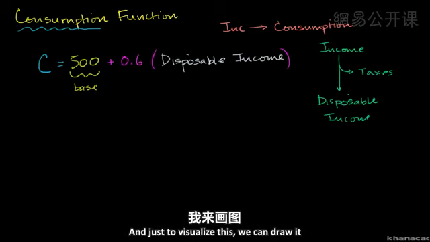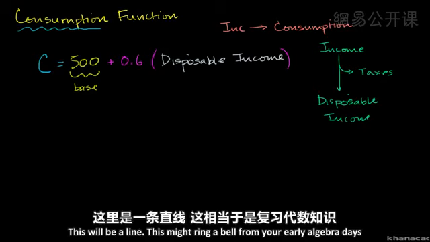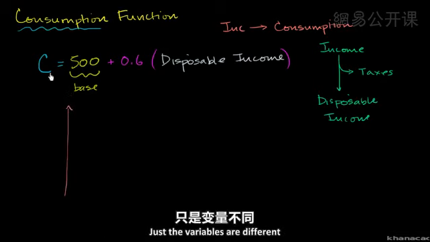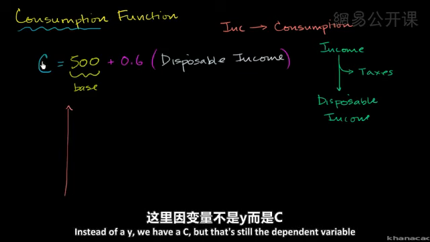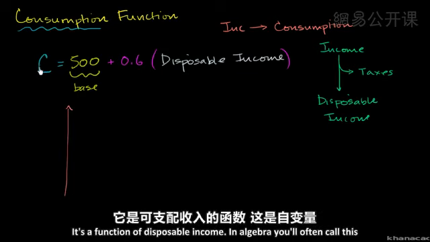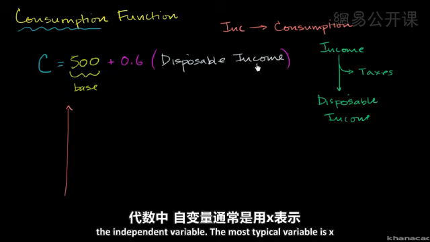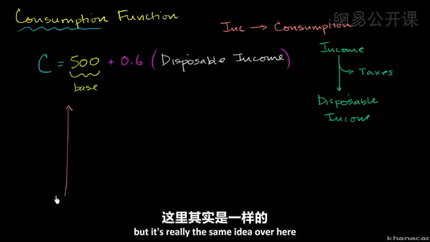And just to visualize this, we can draw it. This will be a line. This might ring a bell from your early algebra days. It's just the variables are different. Instead of a y, we have a c, but that's still the dependent variable. It's a function of disposable income. In algebra, you'll often call this the independent variable. Sometimes the most typical variable is x, but it's really the same idea over here.